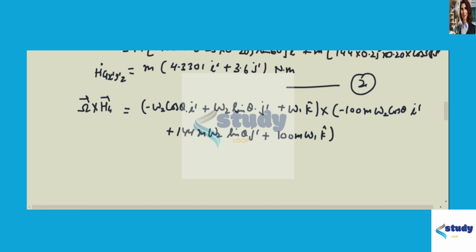On taking the cross product and simplifying, omega cross Hg having the value m into minus 1.9053 I dash plus 1.1908 k.